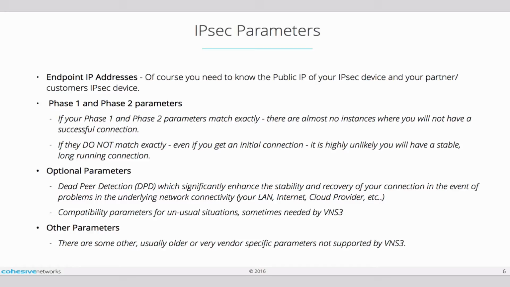And then there are some compatibility parameters for unusual situations. If you're connecting to partner A and partner B, your connection for partner A needs to match what partner A has, and your connection for partner B has to match what partner B has. You can have different things for partner A and partner B.